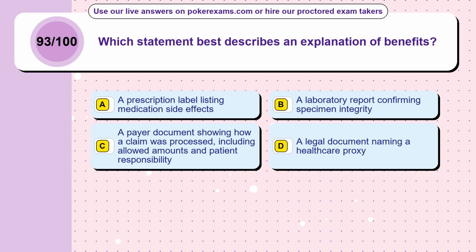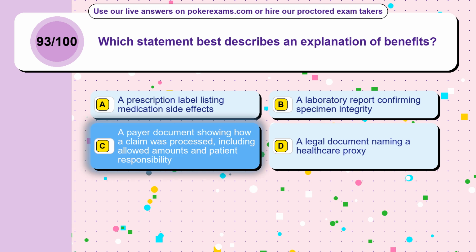Question 93. Which statement best describes an explanation of benefits? Option A. A prescription label listing medication side effects. Option B. A laboratory report confirming specimen integrity. Option C. A payer document showing how a claim was processed, including allowed amounts and patient responsibility. Option D. A legal document naming a healthcare proxy. The correct answer is option C.